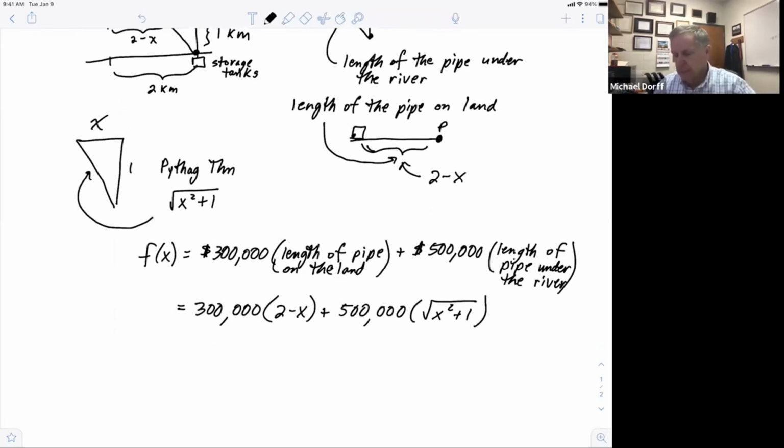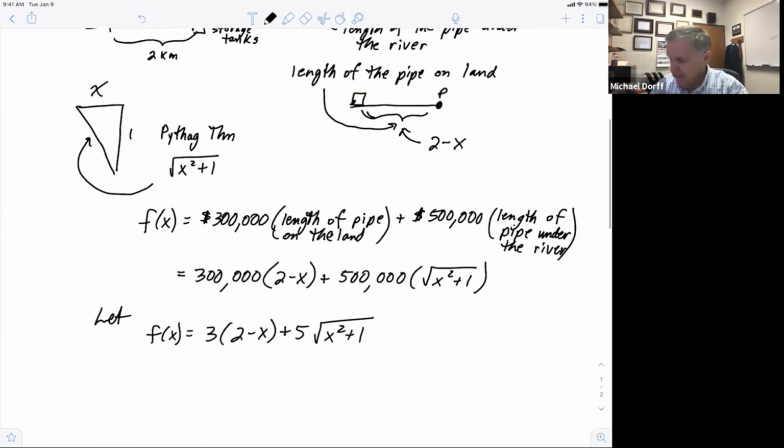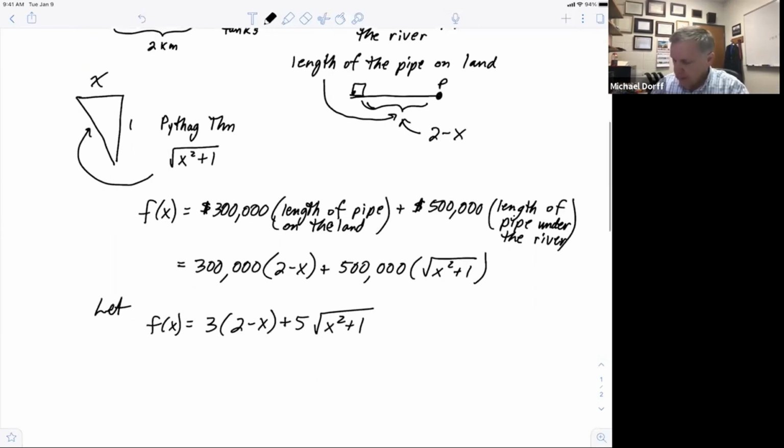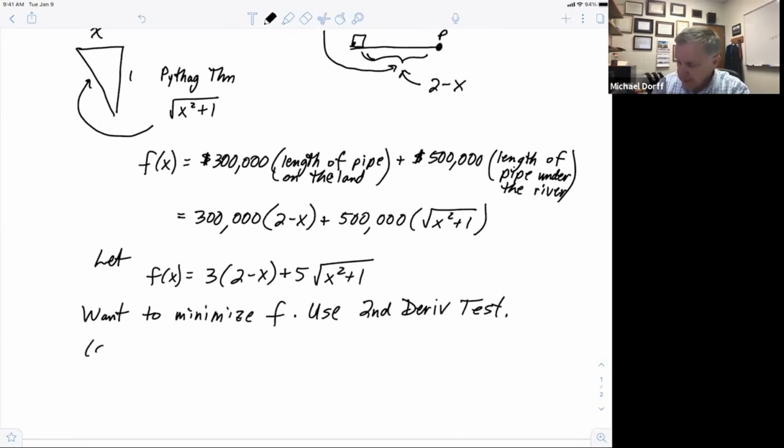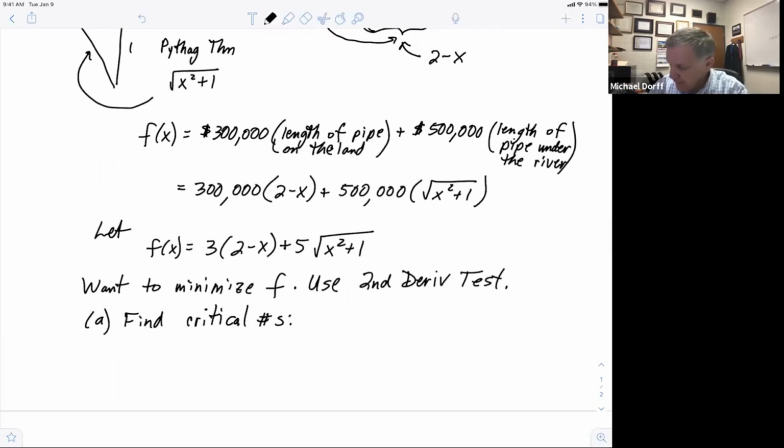In fact, in other words, you're thinking, I'm just going to factor out 100,000. So we're going to let my function actually just be 3 times 2 minus X plus 5 times square root of X squared plus 1. I've divided out by 100,000, so the numbers are easier to work with. All right, we want to minimize this, and so we'll use second derivative test. So to do that, we first find critical points, critical numbers, and that's where the derivative equals 0. So I'm going to look at the derivative.